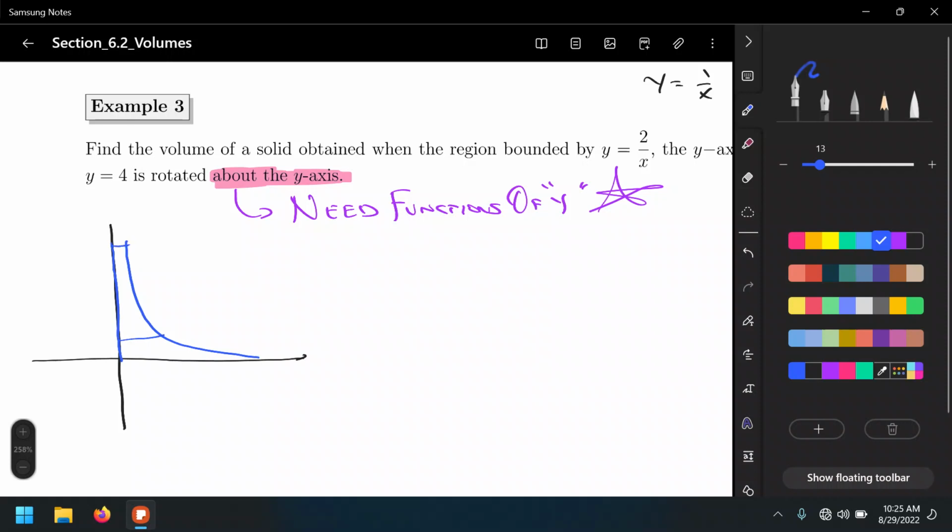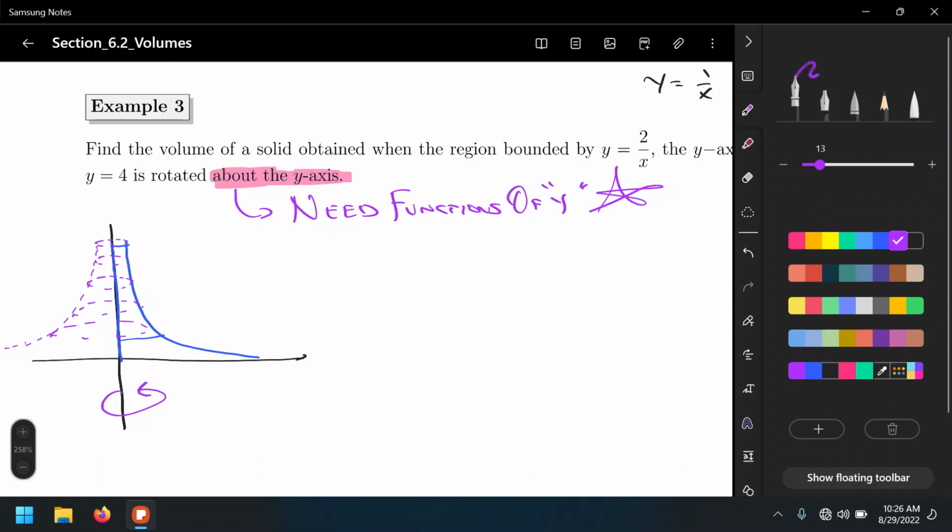But in this case, we're not going to rotate this region about the x-axis, but rather about the y-axis. So we're going to do the rotation like this, and this is going to generate the following solid, like this. That's going to generate this solid, right? Like a volcano. It looks like a volcano, like a funnel, like an upside down funnel.